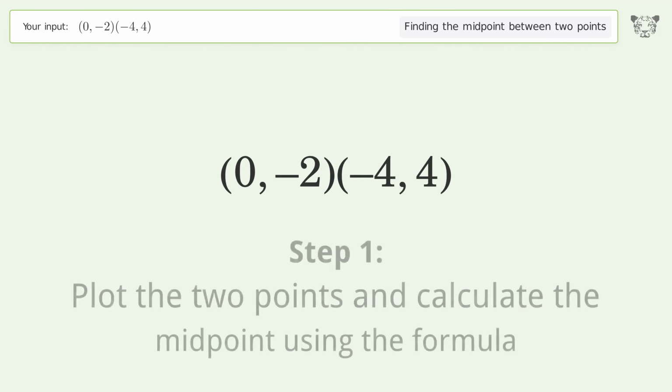The coordinates of point 1 are x1 equals 0, y1 equals -2. The coordinates of point 2 are x2 equals -4, y2 equals 4. PM represents the midpoint of the 2 points.